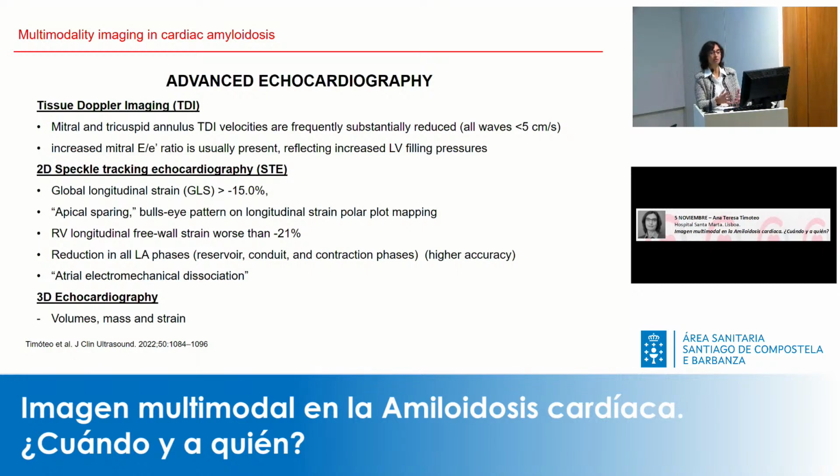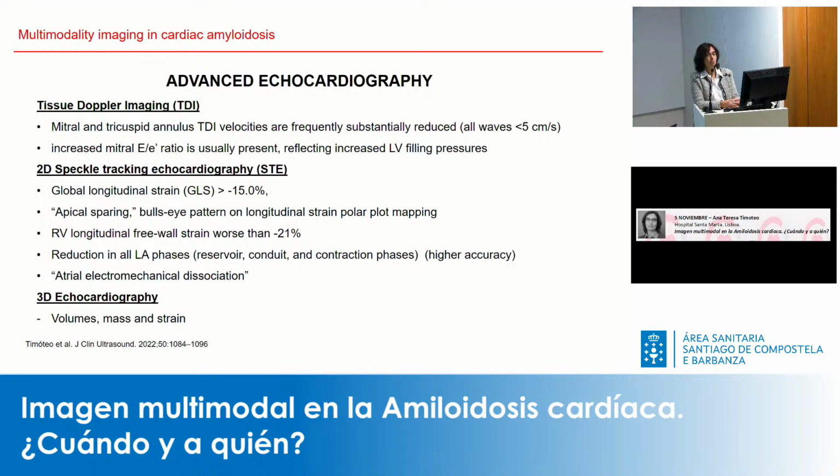But in those cases when we see that, it's important to perform an advanced echocardiography study with tissue Doppler imaging, where we have mitral and tricuspid annulus TD velocities that are substantially reduced, usually below 5 centimeters per second, and an increase in mitral E over E prime ratio, reflecting the increase in left ventricular filling pressures. With 2D speckle tracking echocardiography, global longitudinal strain is usually compromised.